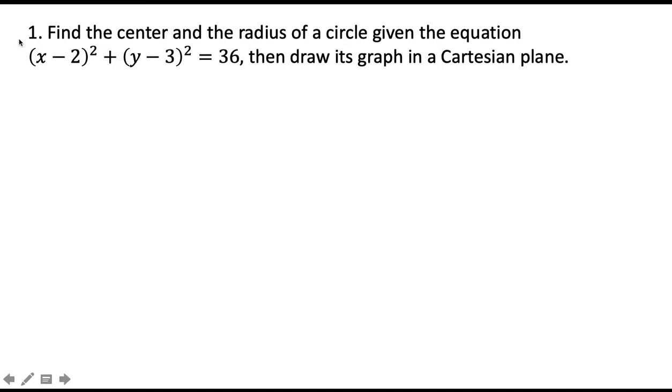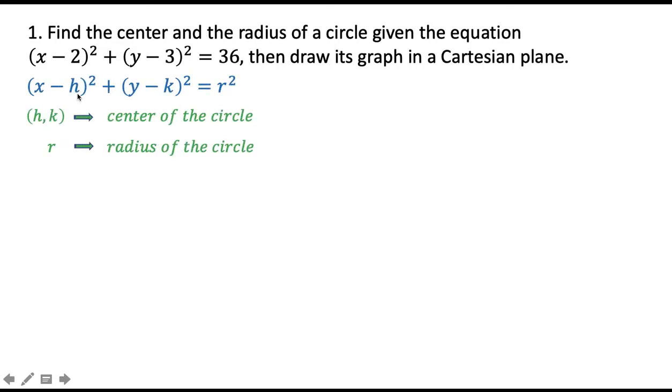Let us consider given number 1. Find the center and the radius of a circle given the equation (x − 2)² + (y − 3)² = 36. Then we're going to draw its graph in a Cartesian plane. First, we examine our given. Since this is in standard form, or center-radius form, we can easily get its center and radius.